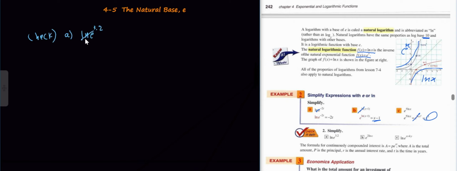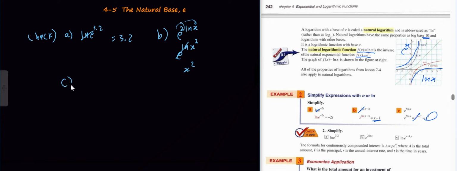So these two will cancel, 3.2 is remaining. We cannot cancel e with ln because we have 2 here. So when we move this 2 to the previous place, as a power, it will be e^(ln x^2). And then these two will cancel, x squared is remaining.